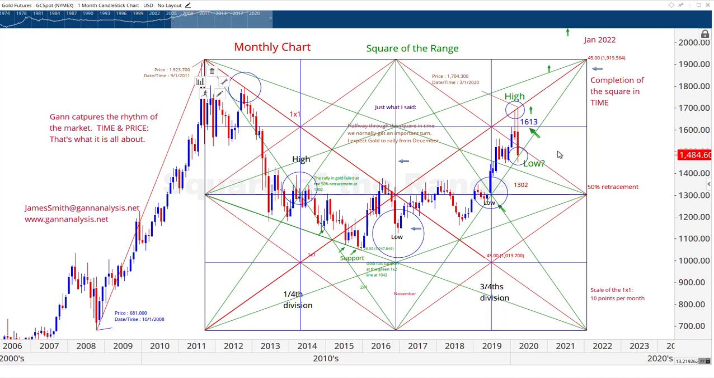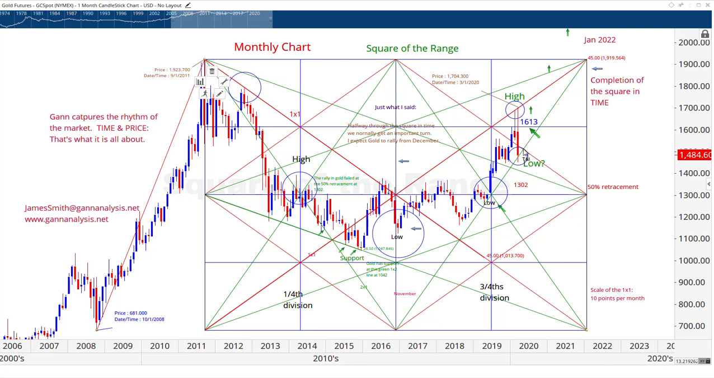We don't know what's going to happen next, but if you look at the square of the range, it gives you some insight into where the market is in relationship between time and price. And the fact that we closed just slightly above it, this line here was about 1483. We closed at 1484. So the reality is it's respecting the line on a closing weekly basis. I think you're going higher, but let's see what happens.